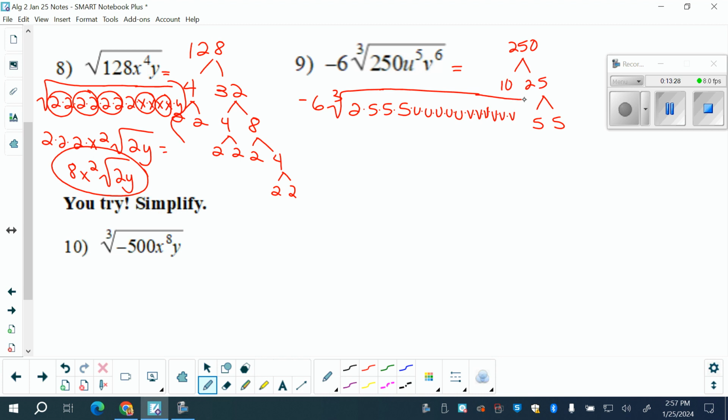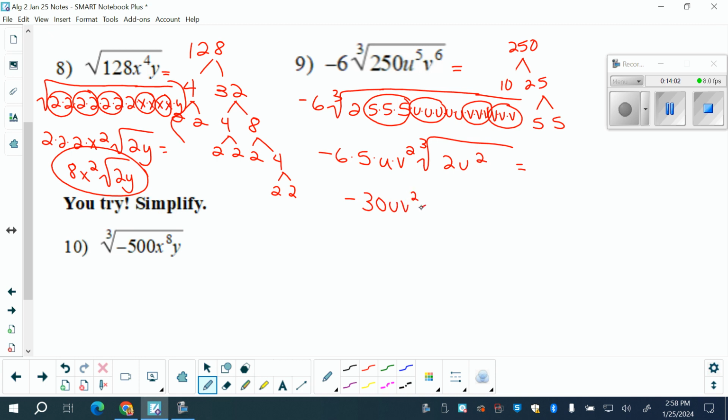So what groups of 3 do we have? 3 5s, 3 u's, 2 sets of 3 v's. Does that make sense? So then on the outside, we have a negative 6, and then we're going to take the 5 and the u and v squared times the cubic root of 2u squared. Simplify it to negative 30 uv squared times the cubic root of 2v squared.